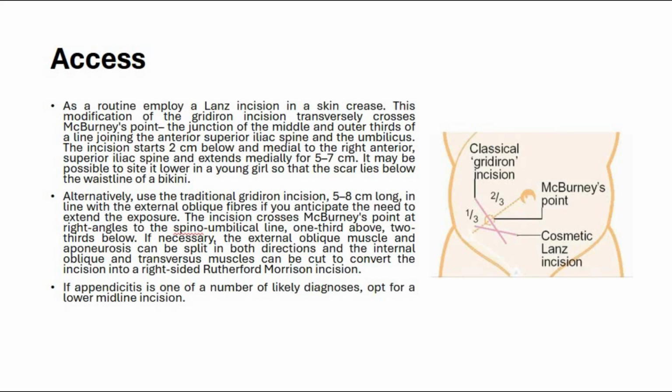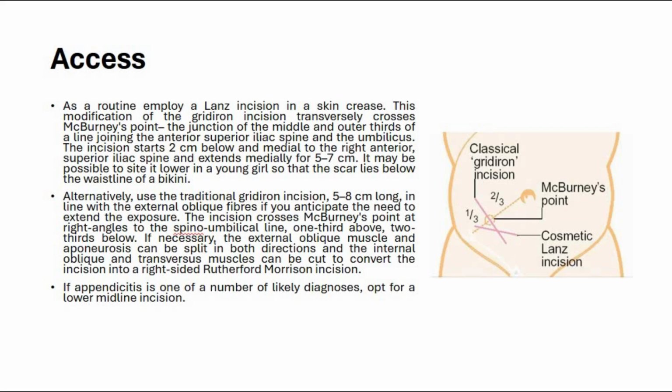Next, to access appendix. As a routine, employ a Lanz incision in a skin crease. This modification of the gridiron incision transversely crosses McBurney's point, which is the junction of the middle and outer thirds of a line joining the anterior superior iliac spine and the umbilicus. The incision starts 2 cm below and medial to the right anterior superior iliac spine, and extends medially for 5 to 7 cm. It may be possible to site it lower in a young girl so that the scar lies below the waistline of a bikini.